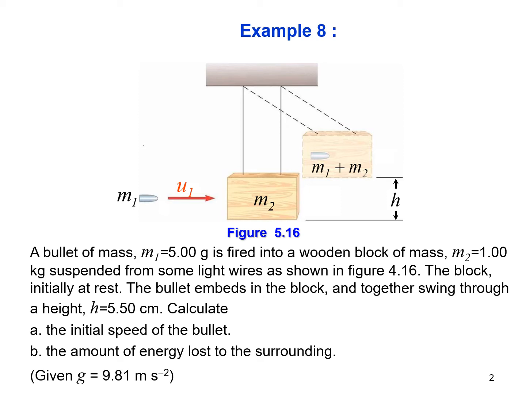So over here, what they want you to do is calculate the initial speed of the bullet and then the amount of energy lost to the surrounding. In order to calculate the initial speed of the bullet, you have two situations over here. First is that the bullet collides with the wooden block. So you will have a collision, and then it embeds inside the wooden block, and then the wooden block starts to move.